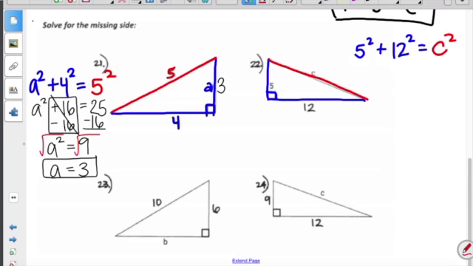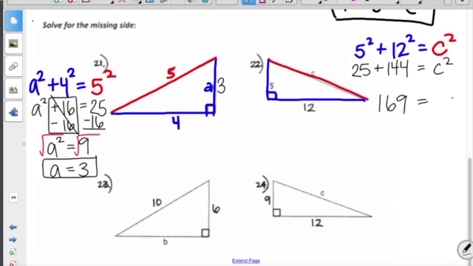Okay, when we solve, do your exponents first. So we're going to do 5 squared. 5 times 5 is 25. 12 squared. 12 times 12 is 144. And that is equal to c squared. When we're solving for the hypotenuse, we don't need to subtract. We just need to add. So we're going to do 144 plus 25. 5 plus 4 is 9. 4 plus 2 is 6. And 1 plus nothing is 1. So we get 169 is equal to c squared.